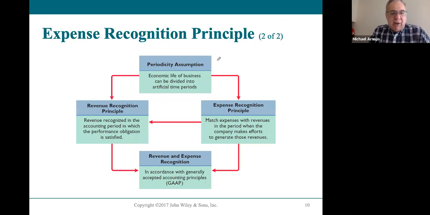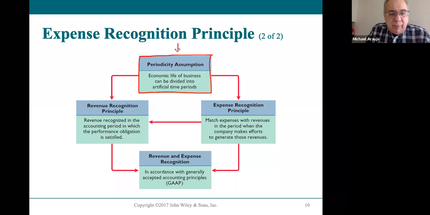So look at what we've done. We've had a little bit of a review of generally accepted accounting principles that are going to affect you in this chapter. The reason they start off with this is it's going to affect you in this chapter. So one, periodicity assumption, that economic life and the time periods. Again, this only affects the income statement and the retained earnings statement.